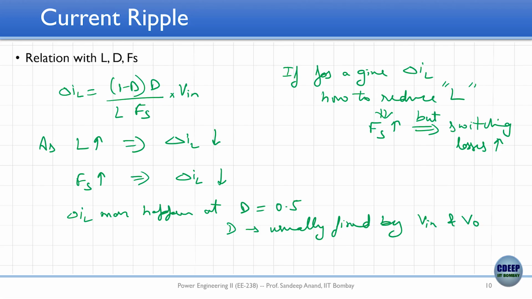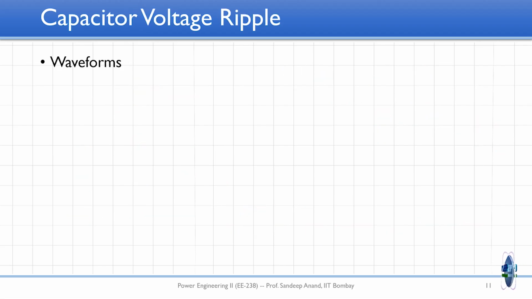Okay, any questions so far? Alright. Let's keep drawing some more waveforms. Let me draw the circuit here again for you.